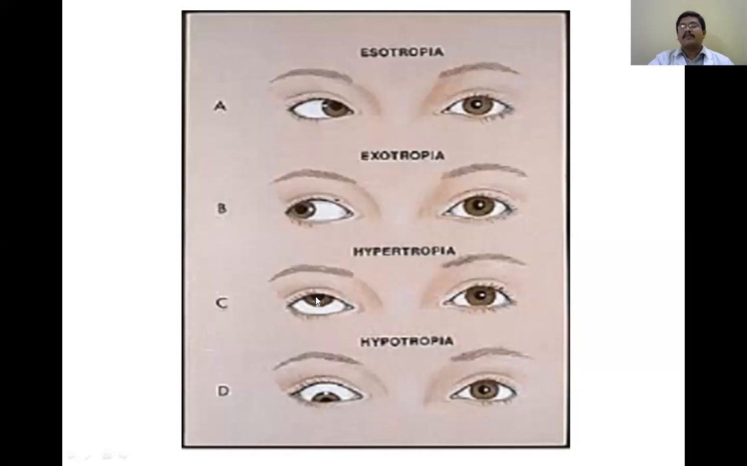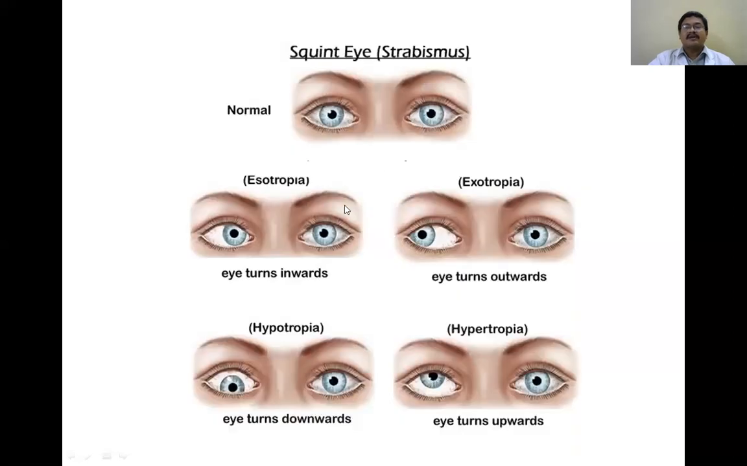Suppose it is coming down, it is a hyperphoria. Suppose it is moving up, it is a hypophoria. But the tropia is a manifest squint. Phoria is a latent squint. Okay, these are the esotropia, exotropia, hypertropia. This is how the squint looks like.